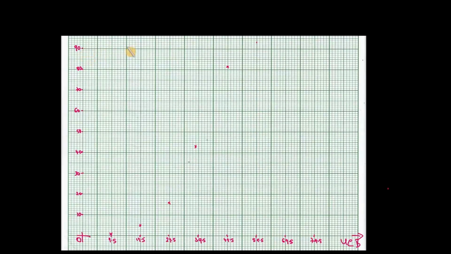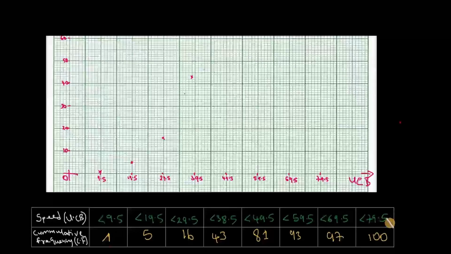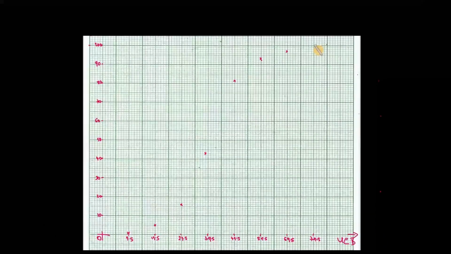This is 90. So 93. 1, 2, 3 is here. I mark. 69.5 against 97. So this is 97 here. I mark. 79.5 against 100. Is it here? I mark.